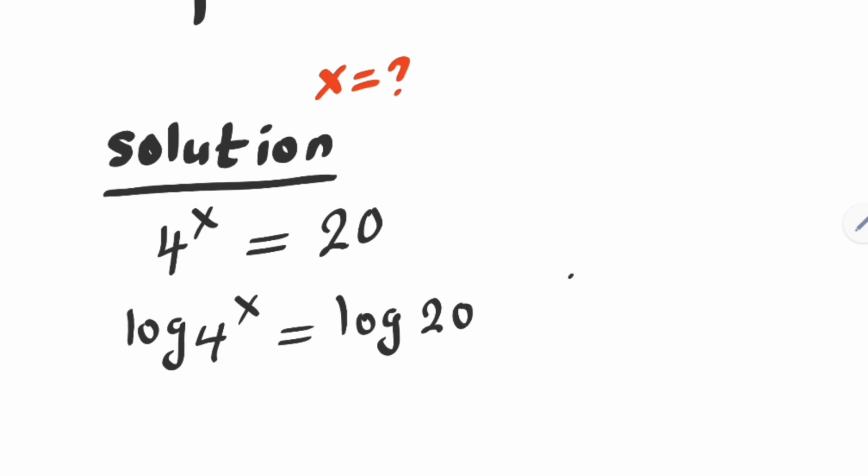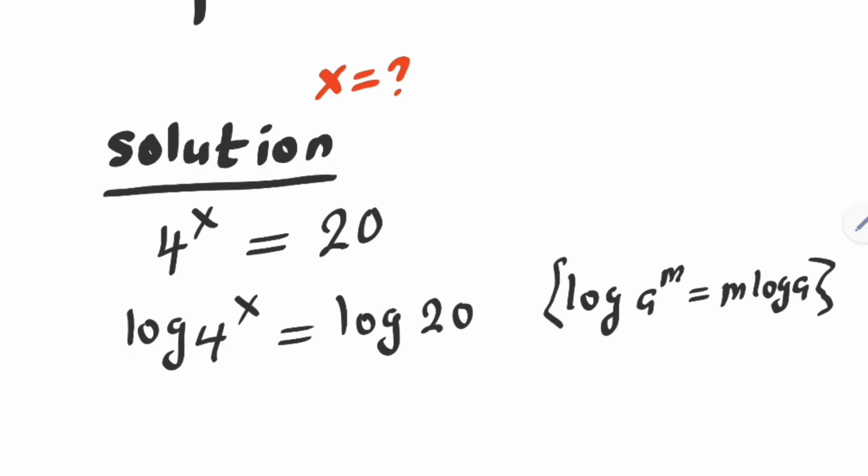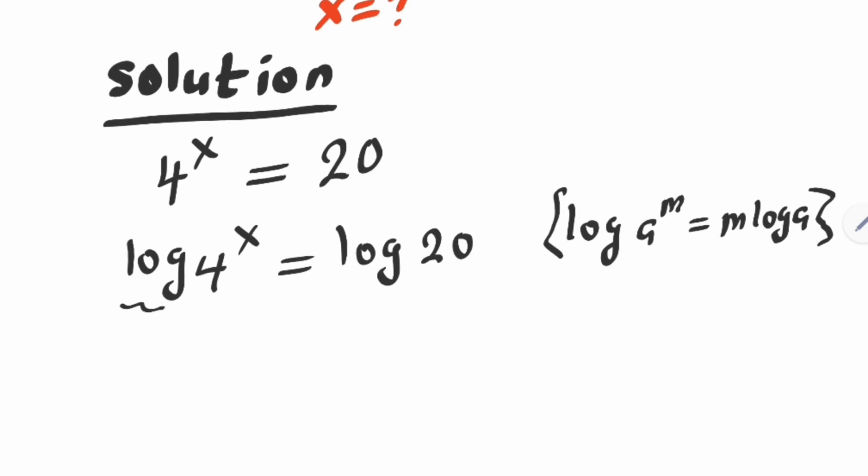If you have log a raised to power m is equal to m log a, this can be written as s log 4 is equal to log 20.